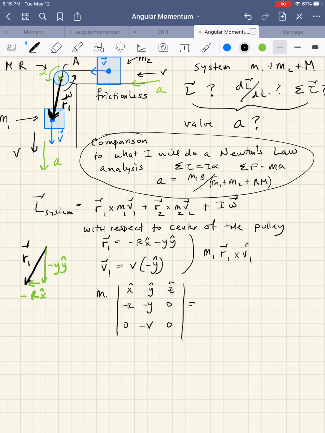And when it's all said and done, I'll have 0 in the x, 0 in the y, and I will not have 0 in the z. So in the z hat, I'm going to have minus r times minus v minus 0, all times m1. So this whole thing will equal m1 r v in the z hat direction.